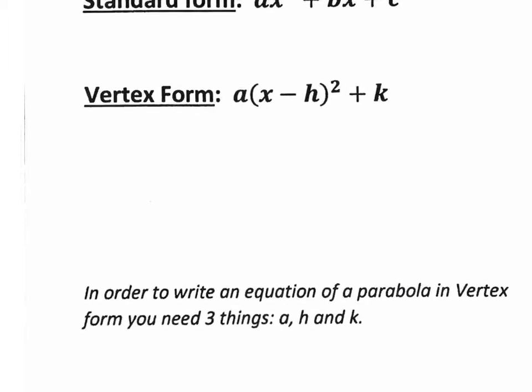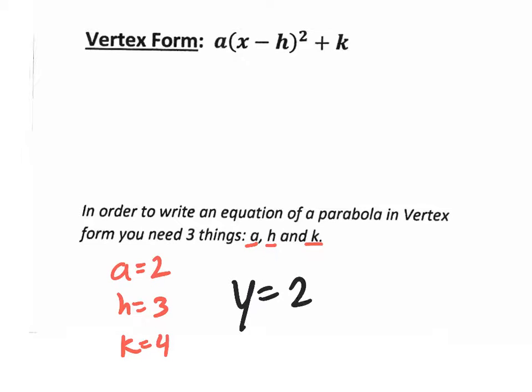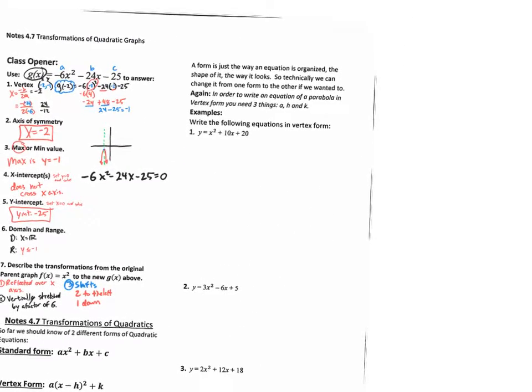In order to write an equation of a parabola in vertex form, you need 3 things. You need the A value, the H value, and the K value. So for example, if I told you, hey, A is 2, H is 3, K is 4, well then you could easily write your equation y equals 2(x minus 3) squared plus 4. That's pretty straightforward, right? If you know A, H, and K, you could write it in vertex form. So keep that in mind.